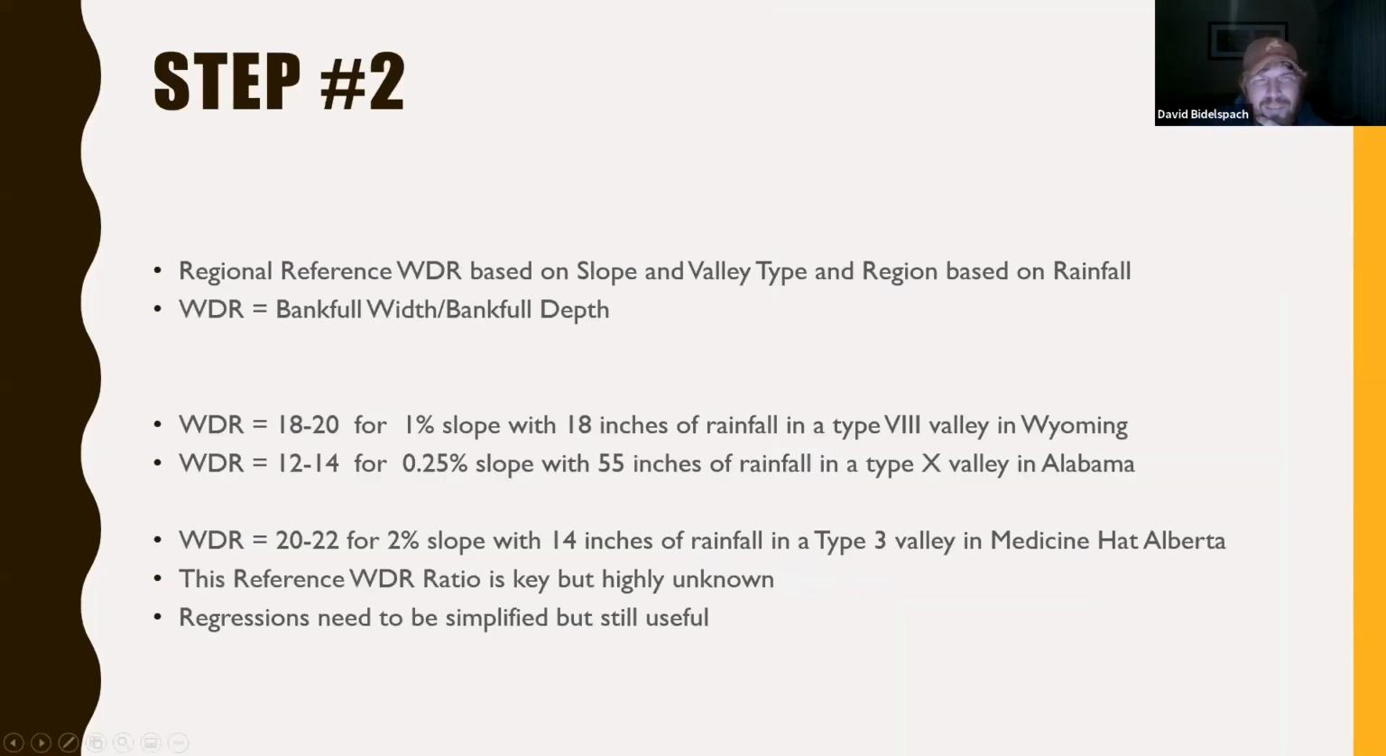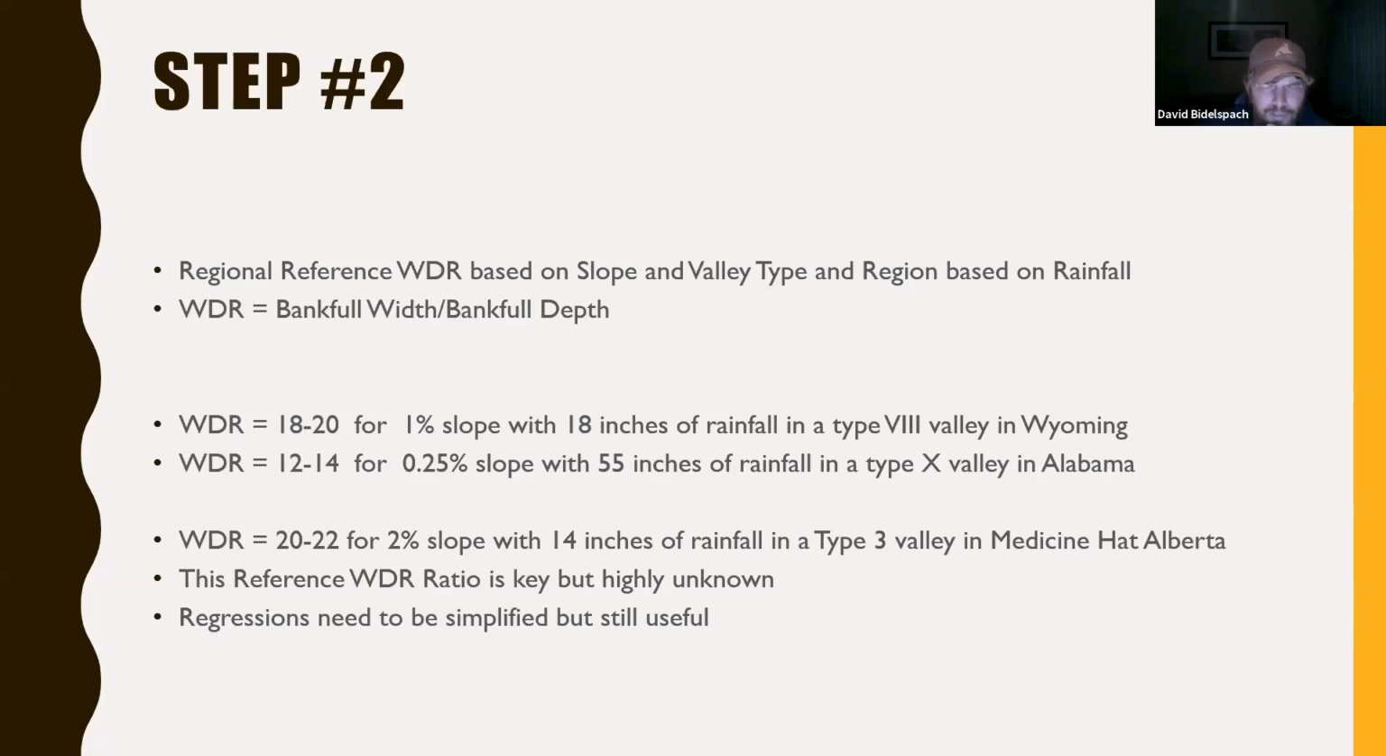The next step is we have to have some sort of regional reference for the width to depth ratio based on slope, valley type, regional rainfall, and the valley slope as well. So what that looks like is we say something like, well, I'm looking for a reference width to depth ratio for a 1% slope with 18 inches of rainfall a year, a type 3 valley in Wyoming. And the rainfall actually plays a role in finding your width to depth ratios as well, which is pretty easy if you've had anybody that worked in an arid area or a humid area.